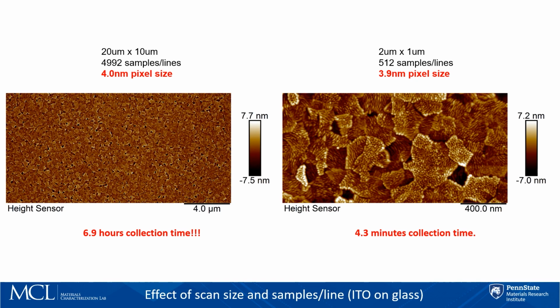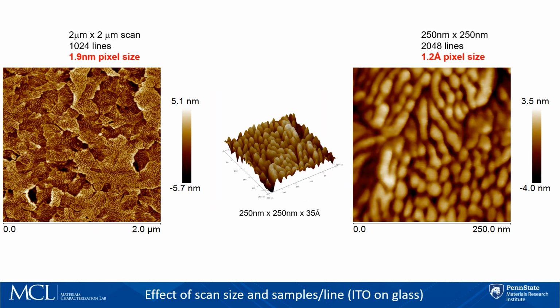This is an example here where we have 20 micron by 10 micron at 4,992 samples per line, and 2 micron by 1 micron at 512 samples per line. These actually have the same pixel size. However, we can see in there that the collection time was very, very different for these two scans. With AFM, we can collect much smaller scans as well. We're typically scanning 50 microns and under, but it's very common to collect 2 micron scans and 250 nanometer scans. And again, how we choose to collect the samples per line is going to change that pixel.